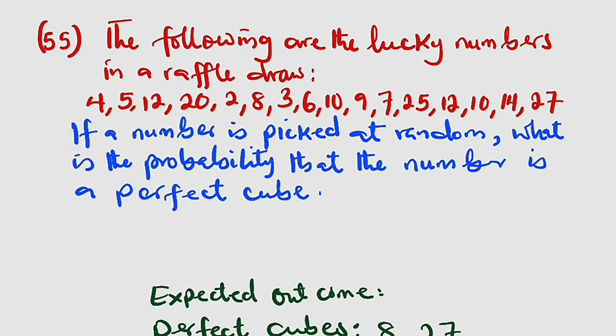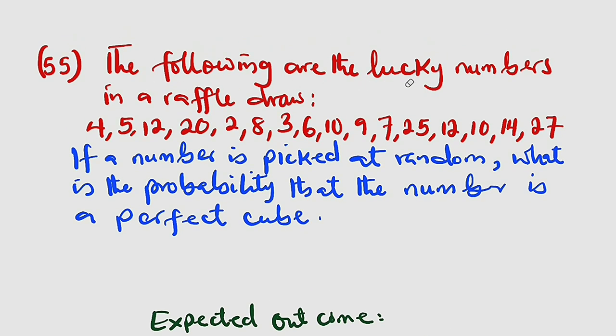And question number 55. The following are lucky numbers in a raffle draw: 4, 5, 12, 20, 2, 8, 3, 6, 10, 9, 7, 25, 12, 10, 14, and 27. If a number is picked at random, what is the probability that the number is a perfect cube? A perfect cube number is a number from the product of 3 identical numbers. For example, 1 times 1 times 1 will give us 1. Therefore, 1 is a perfect cube.